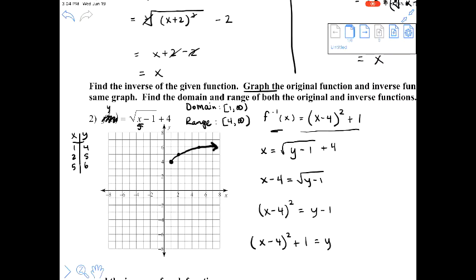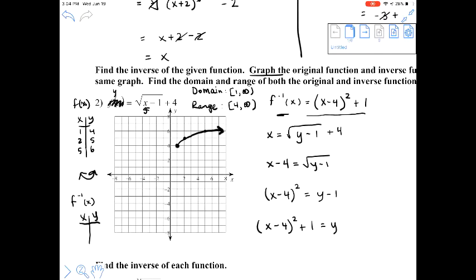Now, to find the graph of the inverse, we switch the place of x and y of the original function. So if this is f of x, then the inverse is going to have this same table, but the x's and y's are going to be flipped. So I'm going to have 4, 5, 6, and then 1, 2, 5. So 4, 1, and then 5, 2, and then 6, 5.